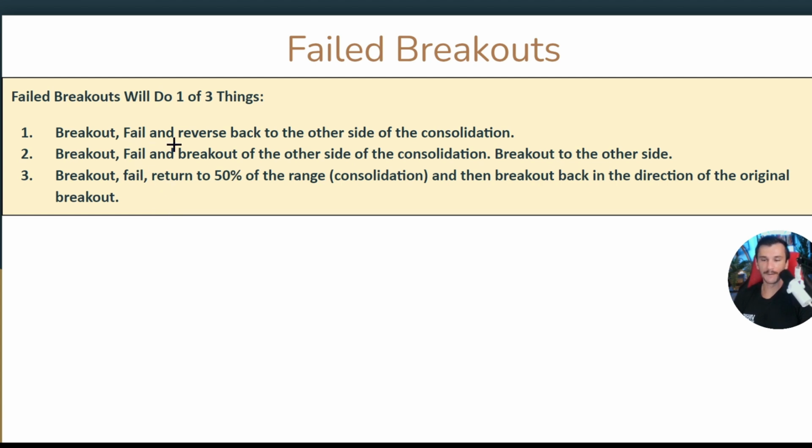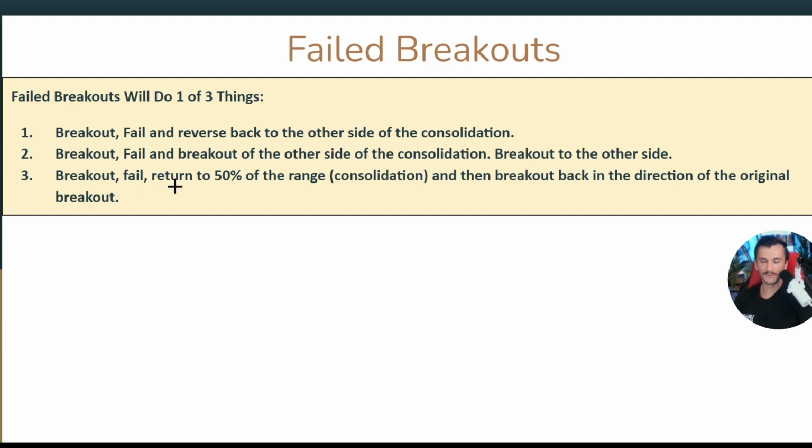Number 1, a breakout fails and reverses back to the other side of the consolidation. So if you had a day's range, high and a low, the next day breaks out, it fails, you can expect it to go back to the other side of the day's range where that breakout has failed. A breakout fails and then breaks out to the other side, and maybe we're going to start a new trend.